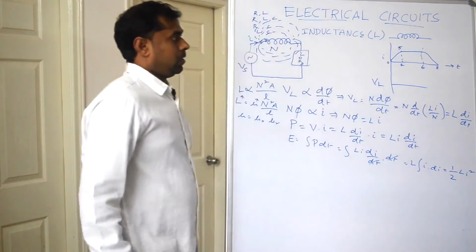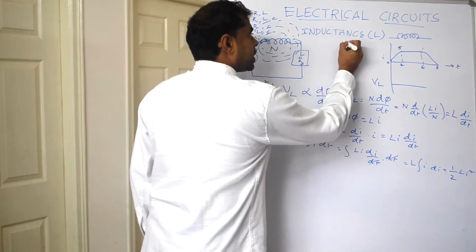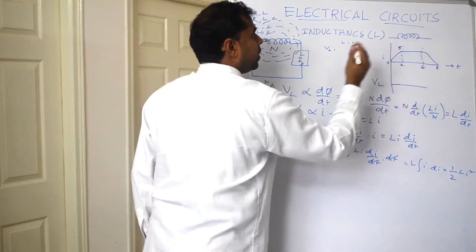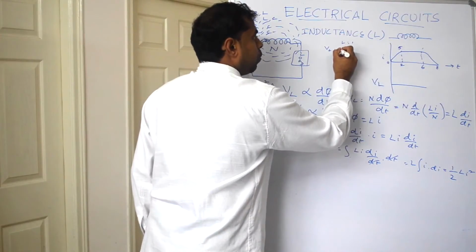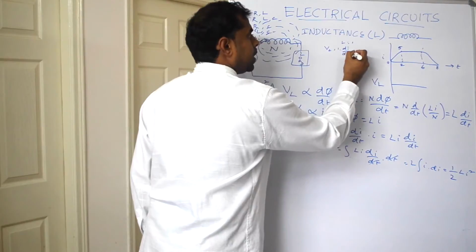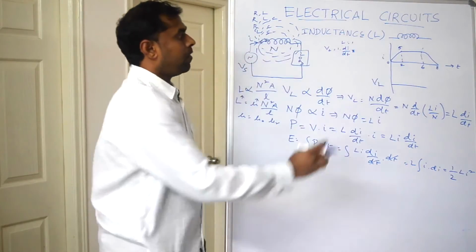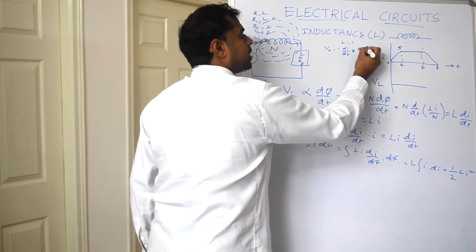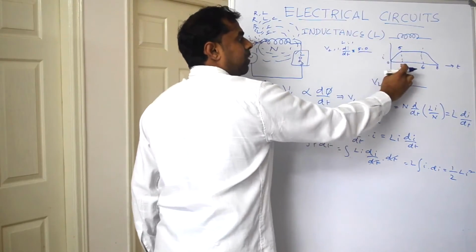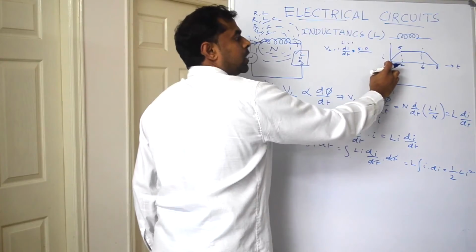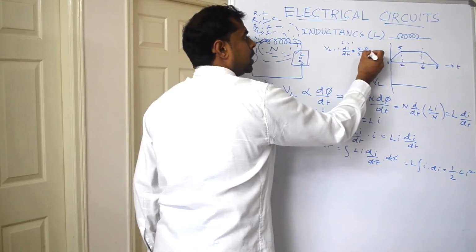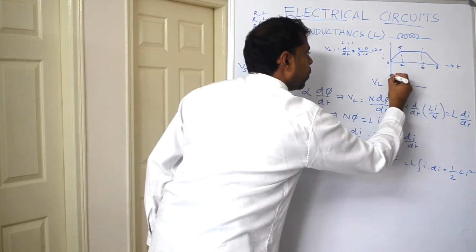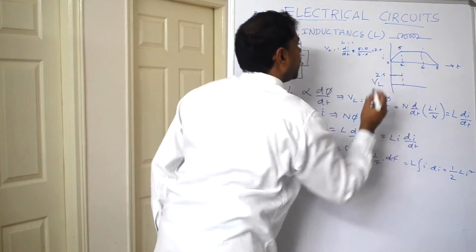What is the voltage? Suppose I am assuming L as 1. So the voltage across the inductor in this duration will be 1 into di by dt. Di means final value of current minus initial value of current, 5 minus 0, by dt, which is final value of time minus initial value, 2 minus 0. It will be 2.5. That means up to here the voltage will be 2.5.